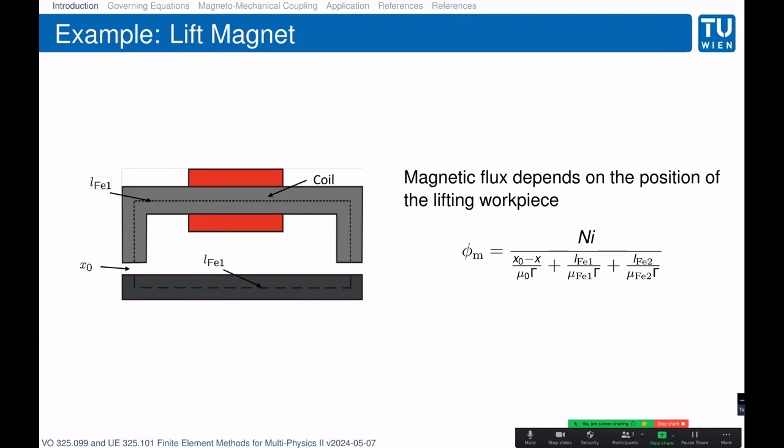And of course, if you move this, the magnetic domain changes. So here the magnetic flux is heavily governed by the amount of air gap you have here. And if the air gap changes, of course, the magnetic fields change, the mechanical forces change, and you have to adapt the geometry. So these are the two effects. We have magnetic forces on the mechanical domain that deforms and thereby changes the magnetic field.